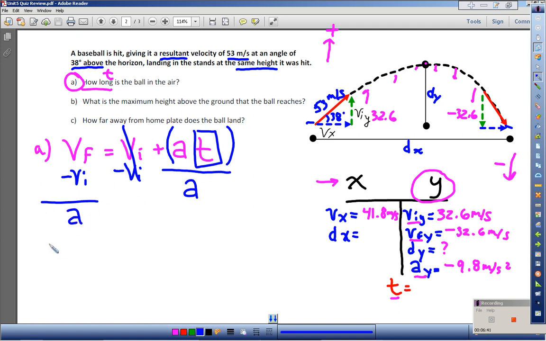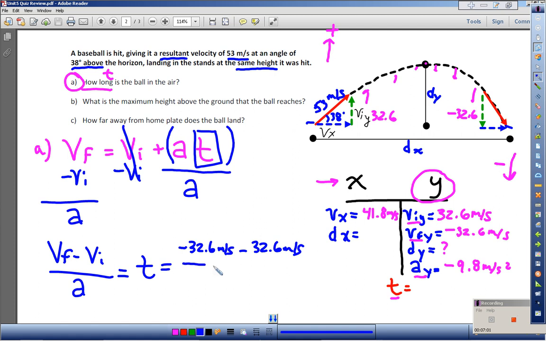If you did your algebra correctly, you should have something that looks like this. The final velocity minus the initial divided by the acceleration is equal to the time, or in this case, negative 32.6 meters per second minus 32.6 meters per second divided by an acceleration of negative 9.8 meters per second squared. If I run these numbers through my calculator, I end up getting negative 65.2 divided by negative 9.8, which gives me a total time that this ball is in the air of 6.65 seconds.